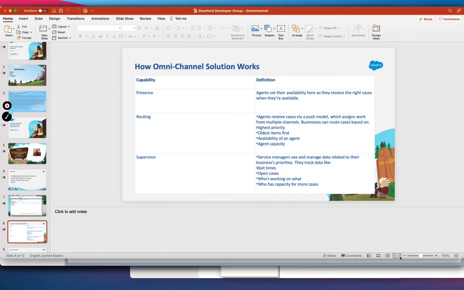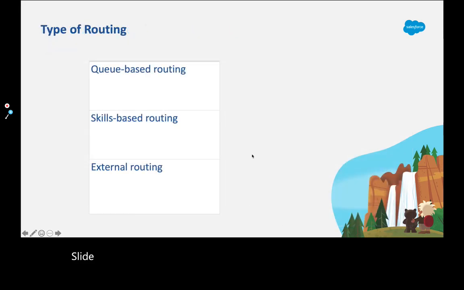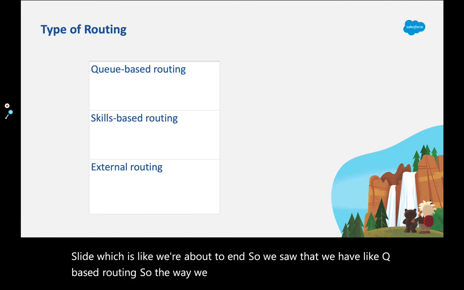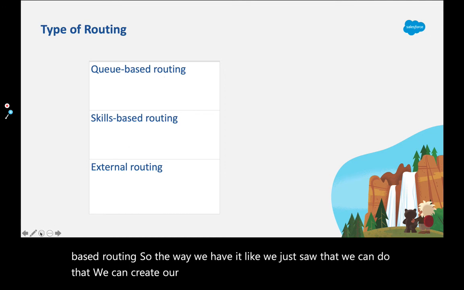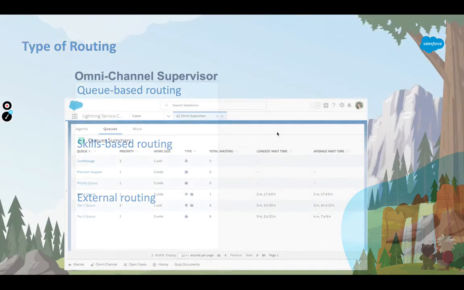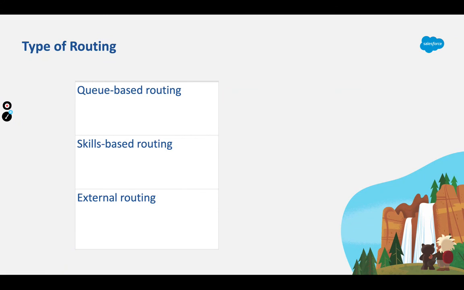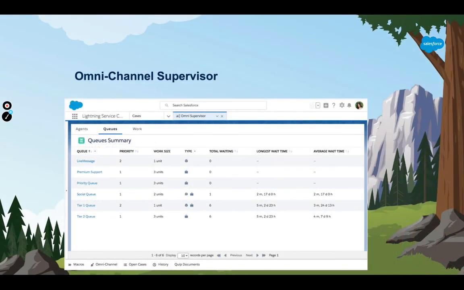So let's get back to our slide, since we're about to end. We saw that we have queue-based routing, where we can create our queues. Then we have skill-based routing, which we didn't configure, but we saw it. And you can also route to external systems, which means instead of doing it here, you can configure it externally. Then we saw the supervisor. Whenever you get any work, the supervisor can monitor this and decide who is overloaded and who has less work, and assign the work accordingly.